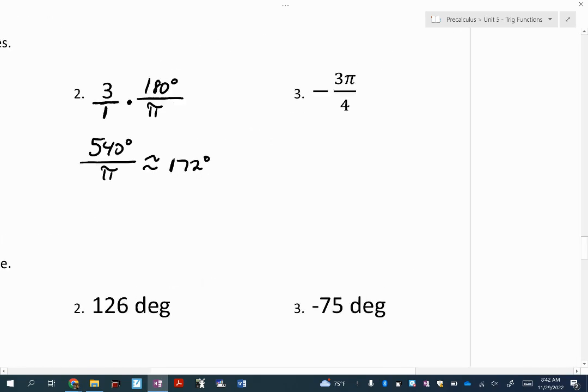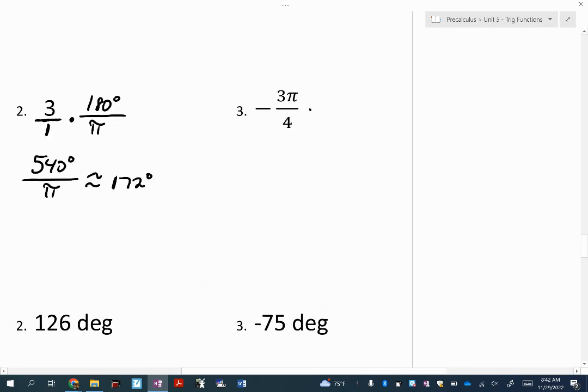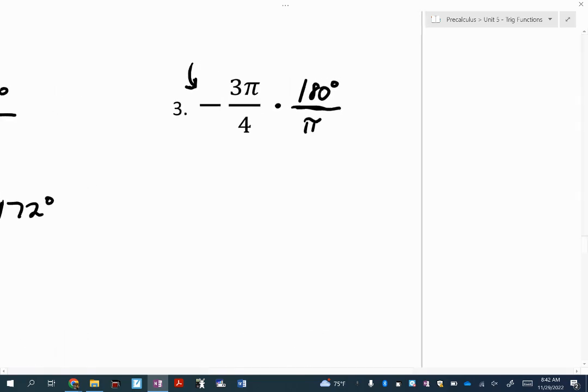All right, let's try one more. This one does have my pi, so it makes it pretty, or at least a little simpler to see. I want my pi in the denominator so I can cross out. I do notice a negative sign here. That would make it look different if I were to sketch it. Remember, you move clockwise for negative angles. For this one, though, it doesn't really matter because I just know my answer is going to be negative.